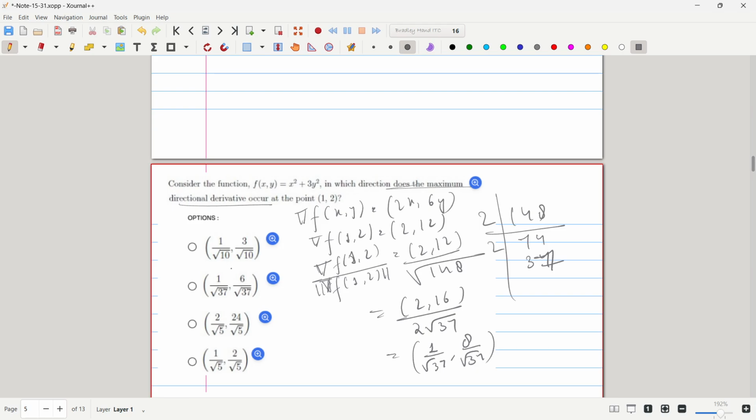Sorry, so this was 12, so this will be your 6. So 1 comma 6. So this will be your correct answer: 1 by root 37 and 6 by root 37.